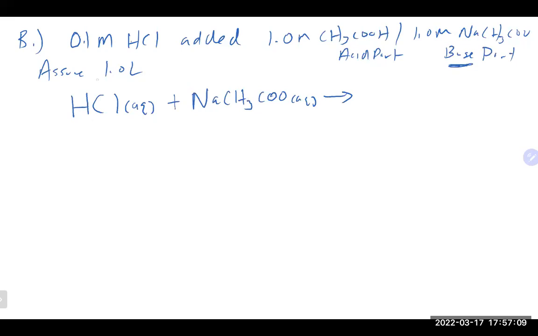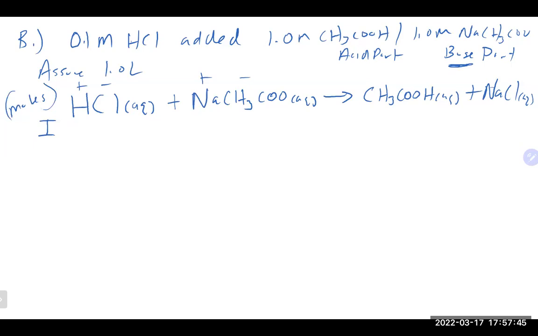Again, the positive and negative here are going to switch partners. That will get us acetic acid and a little bit of sodium chloride from the double displacement there. So we want to do an ICE table because there definitely is going to be a reaction that's going to occur. We want to do this ICE table in moles. Again, we are adding volume, so we want to make sure that we do this in moles.